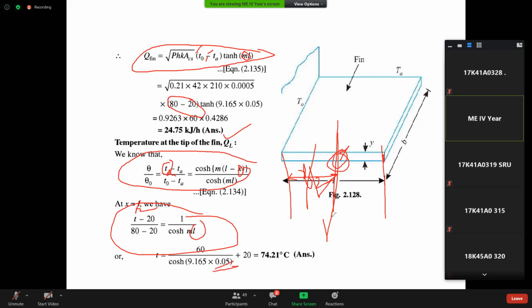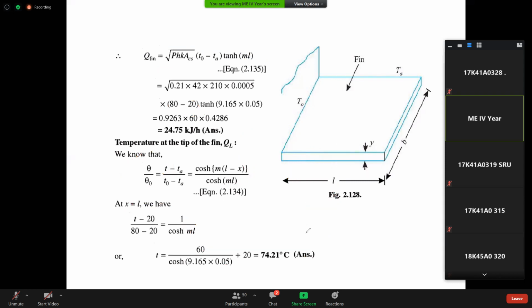If we make it half, where x is equal to L by 4, let us assume, at a particular distance somewhere here from the leading edge, then we can find the temperature. So this is the way you can calculate the temperature at any point on this fin. It could be at this point.